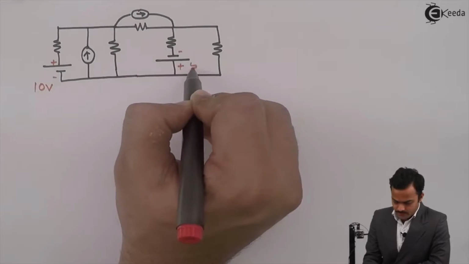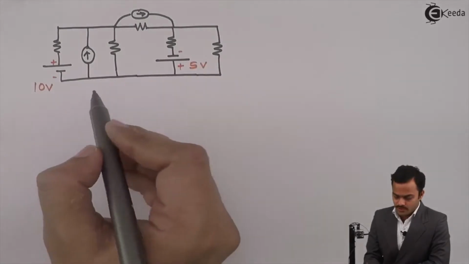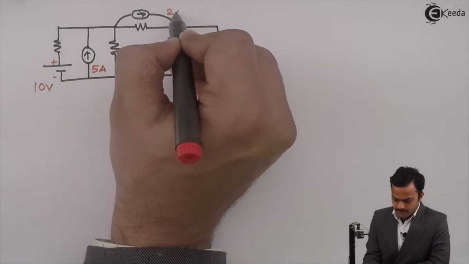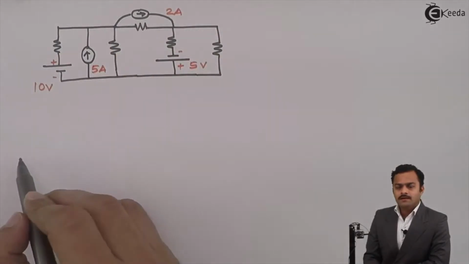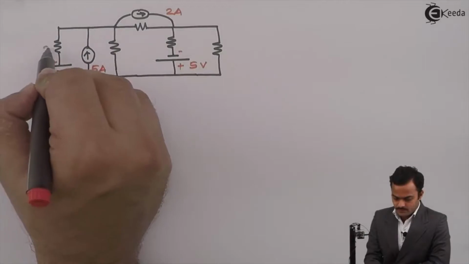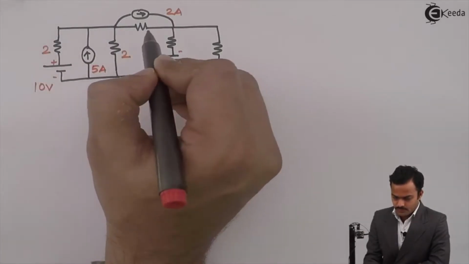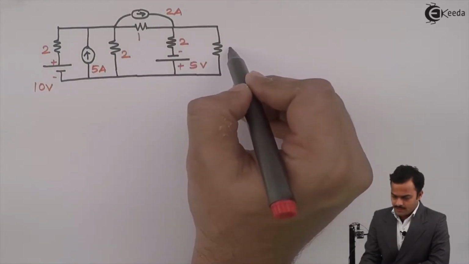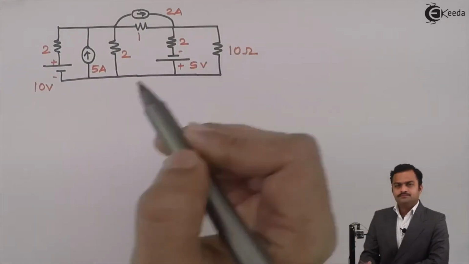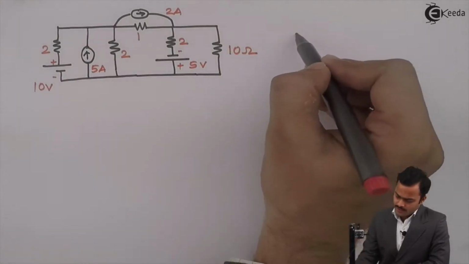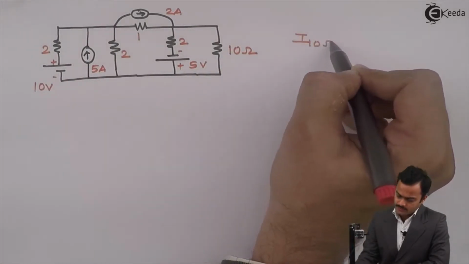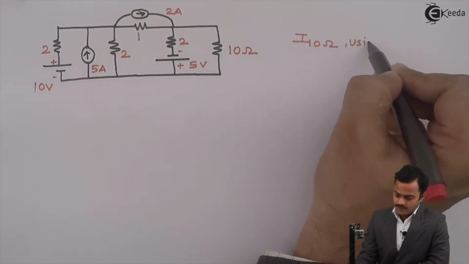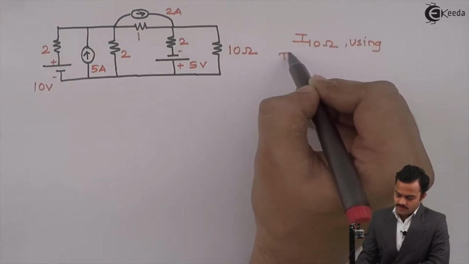and 5 volt with two current sources, 5 ampere and 2 ampere, and resistances are given: 2 ohm, this is also 2 ohm, one more resistance of 2 ohm, and this is 10 ohm. Our job is to find out the current flowing through the 10 ohm resistance, which is our RL, using Thevenin's theorem.